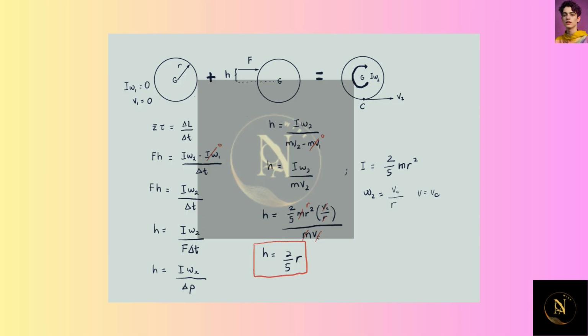So the billiard ball has to be struck at a distance equal to 2/5 of the radius above the center for it to start rolling without slipping.